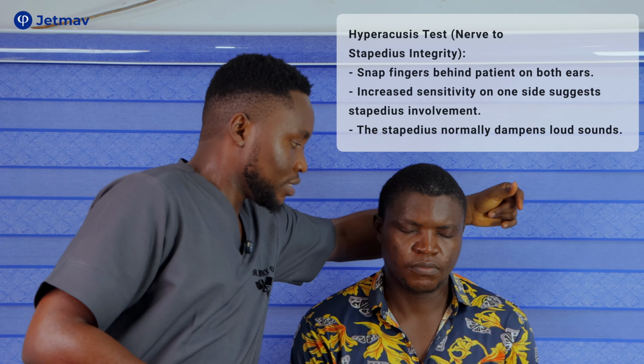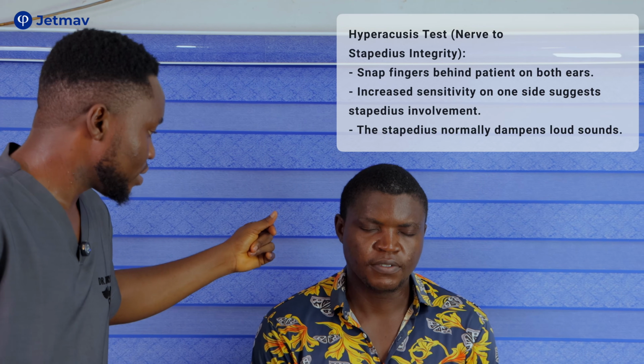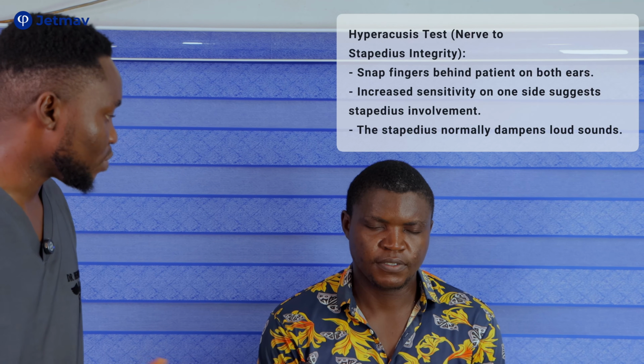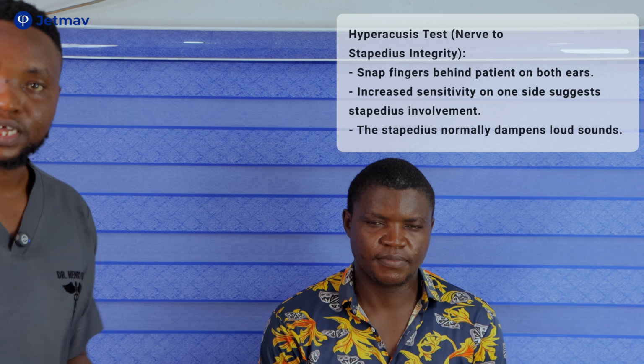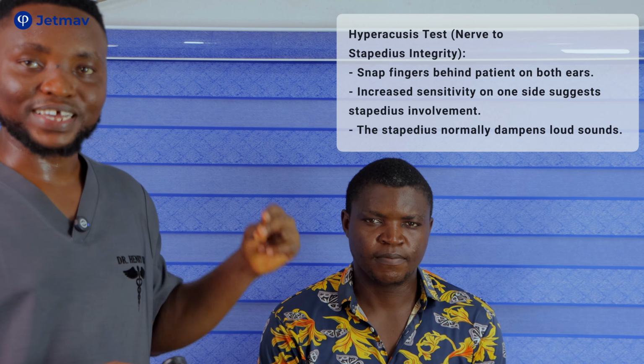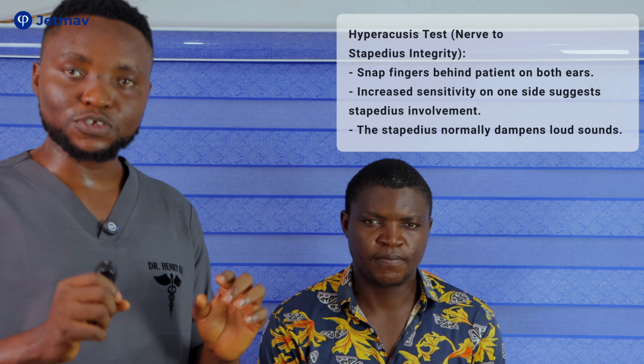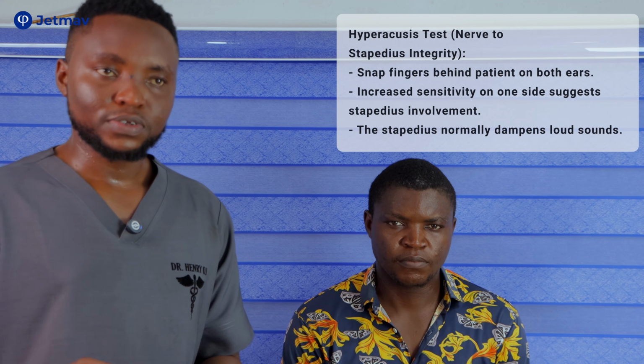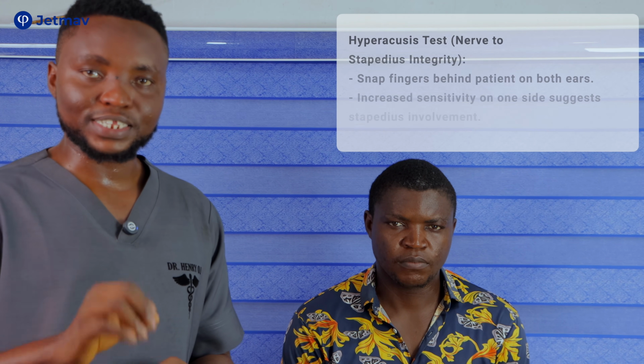Can you hear this? Yes. Can you hear this? Yes. Is it increased on any side or is it the same on both sides? It's the same. Okay, same on both sides. Now, if there's any injury to the nerve to stapedius, the sound will be very exaggerated on that side because the stapedius muscle helps to dampen loud sounds. So that is that for the motor testing in the facial nerve.